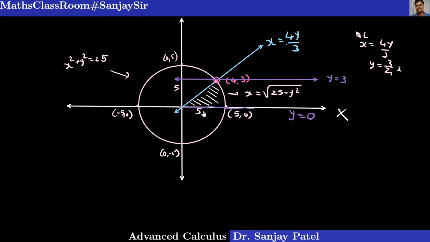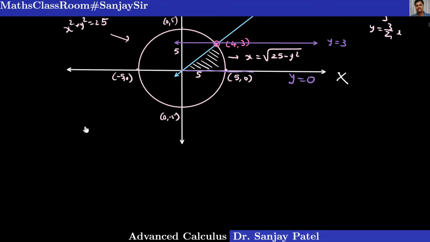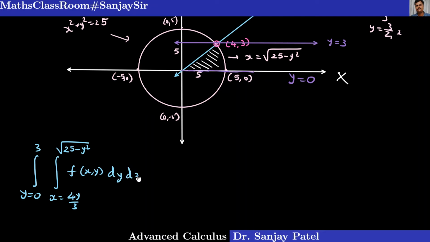Okay. Now in this problem we want to change the order of this. In the given problem, let me rewrite that so that you can understand. The given problem here is this integral, say y is equal to 0 to 3 and x is equal to 4y by 3 to square root of 25 minus y square. So this is our given double integral. So it is integrated with respect to x first. So it is in this order, dx dy. And we want to change the order and integrate with respect to y first.